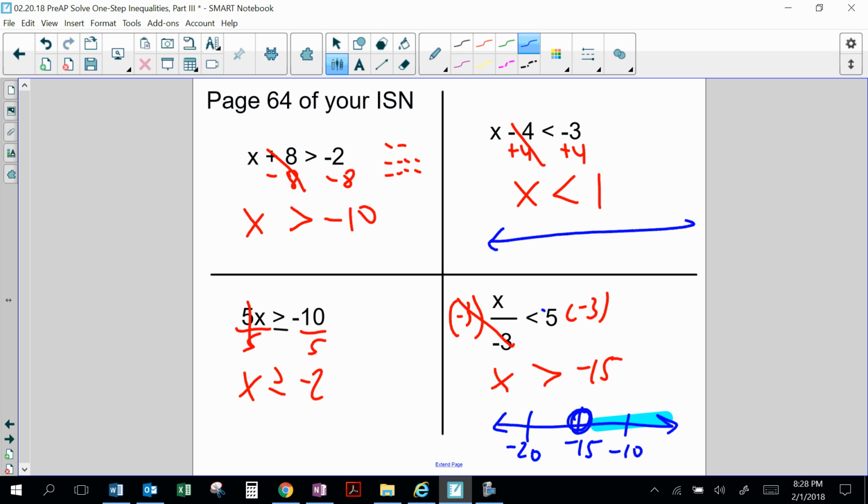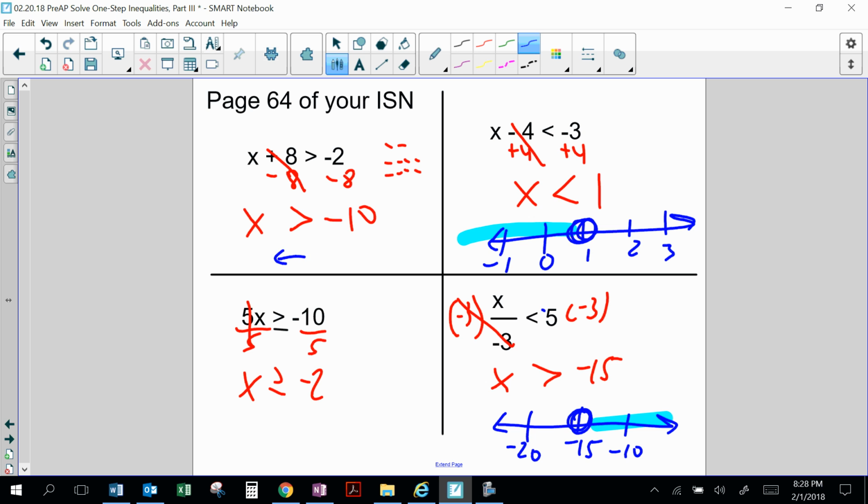Let's graph this one. This is a 1, this is a 2, this is a 3, this is a 0, this is a -1. It has to be lesser than 1. But can it be 1? No. Open dot. So I highlight numbers that are lesser than 1.